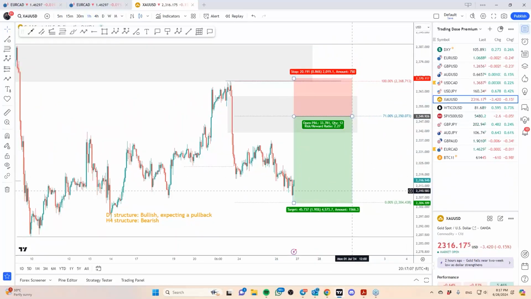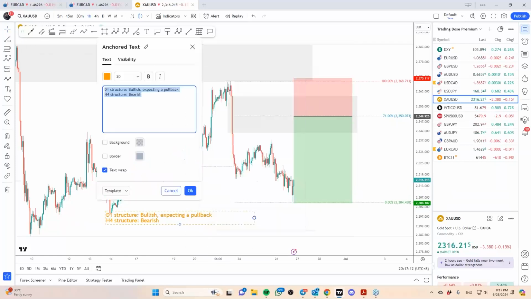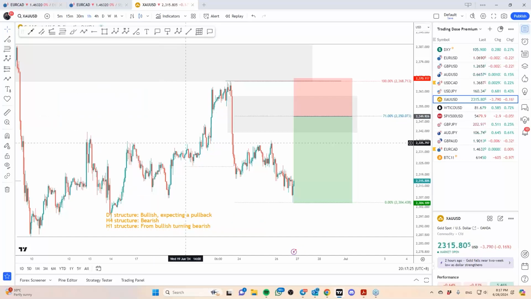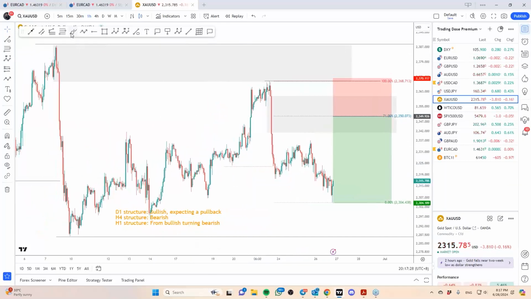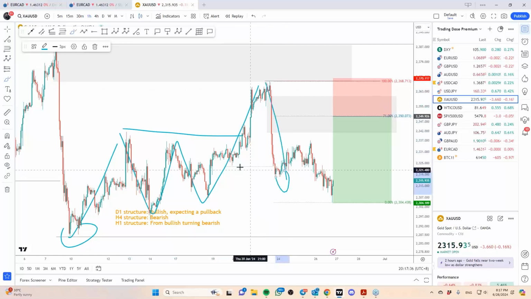Can follow a little bit, right, in terms of the thought process over here. So this is H1 structure from bullish turning bearish. Again, why is it turning? Because on the H1, swing low, high, low, then a break of structure. This is our initial change of character. It's not a lower low, lower high on the H1 yet. You can follow the thought process, right? So why is it turning?